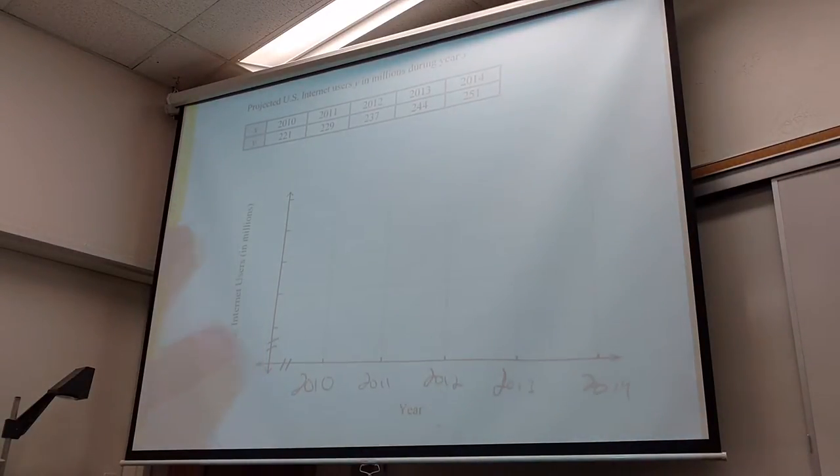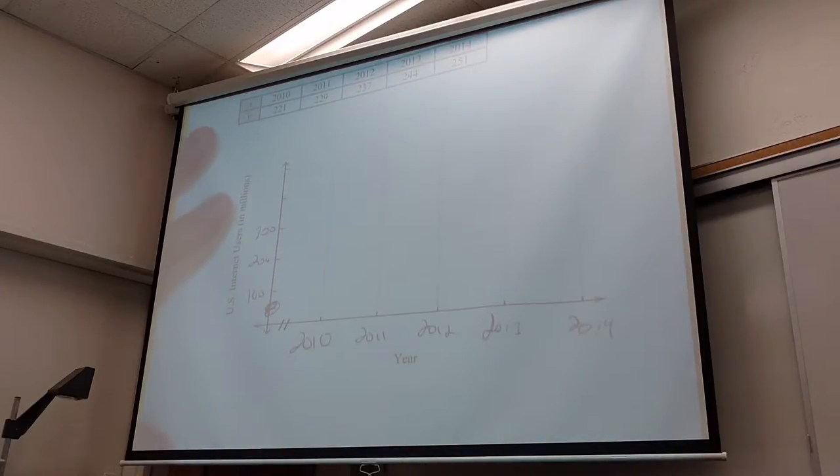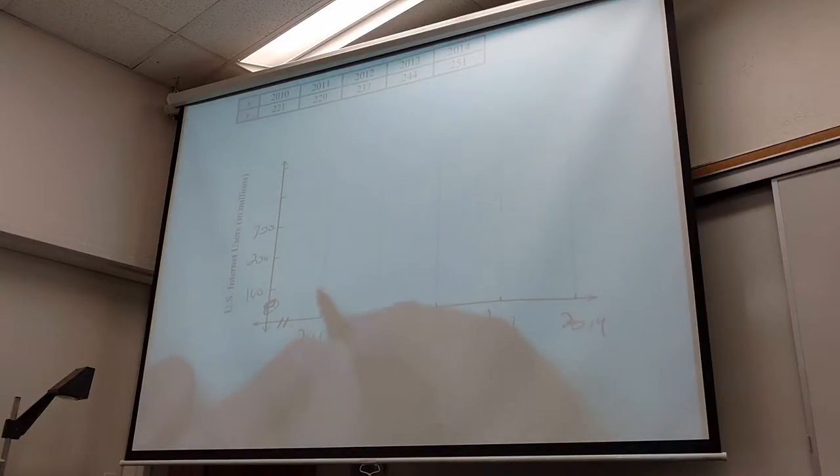Do you see that? So normally you don't want to break on the y-axis, but these y values are so close together. If I did 100, 200, 300, all the points would be, let's try to do that. Let's do it more generally. If I did do 100, 200, 300, let's see what happens. This gets a little bit difficult. Where does 2010 go?